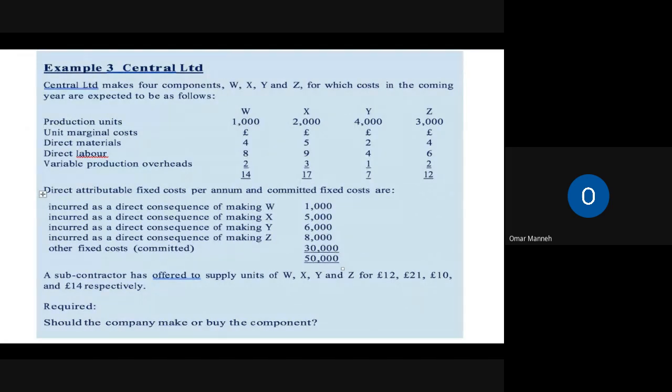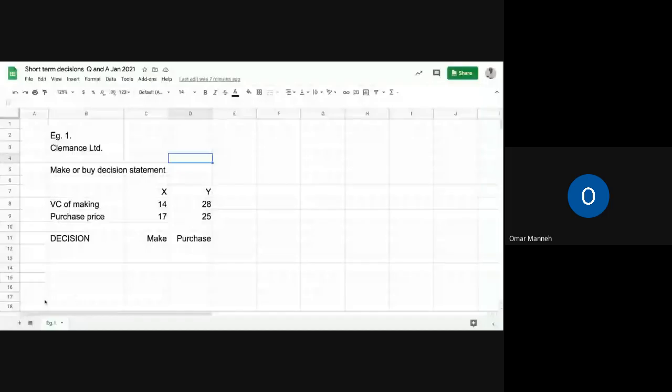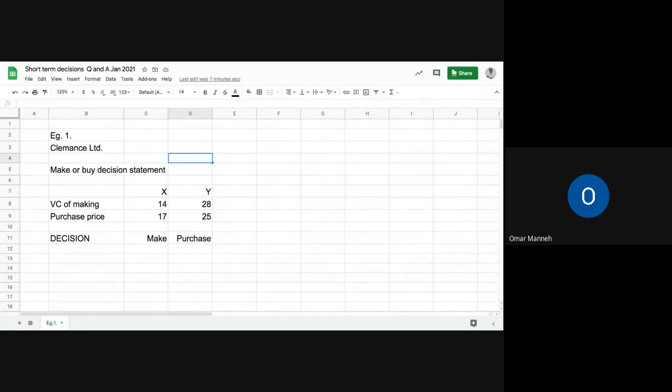So shall we move? Now we're going to stop projecting our example 3. We're going to do our question, which is Central Limited. So please go to Central Limited, everybody. I'm going to present short-term decision. Good. So now I'm going to create a new worksheet. We're going to use the same file called short-term decisions Q&A January 2021.